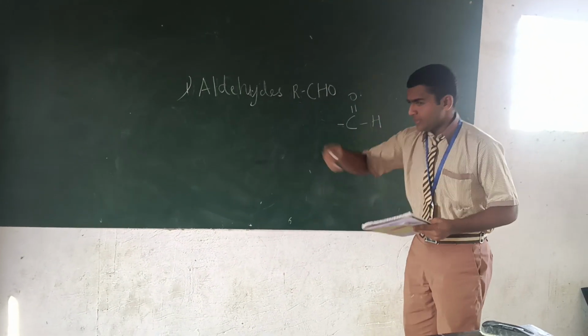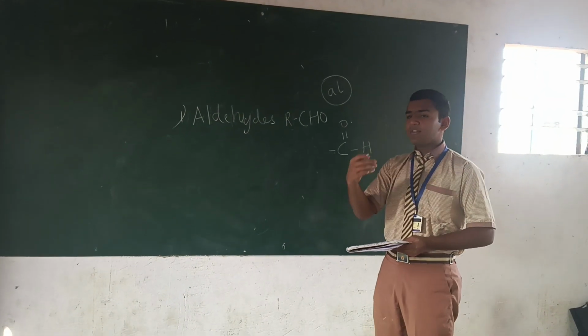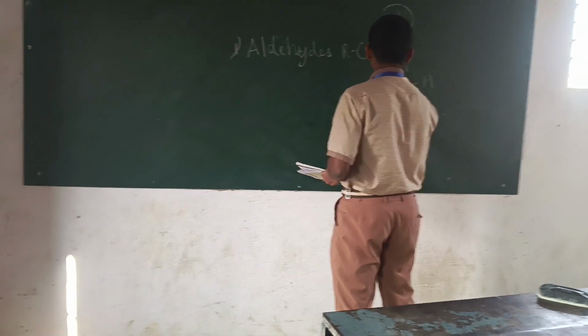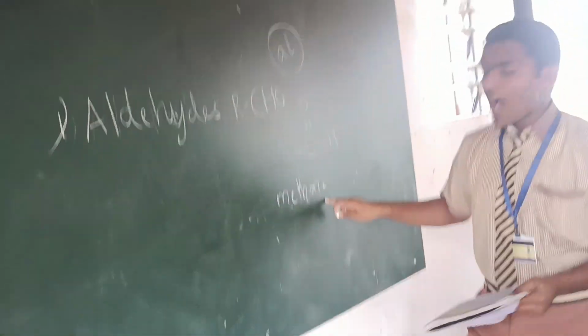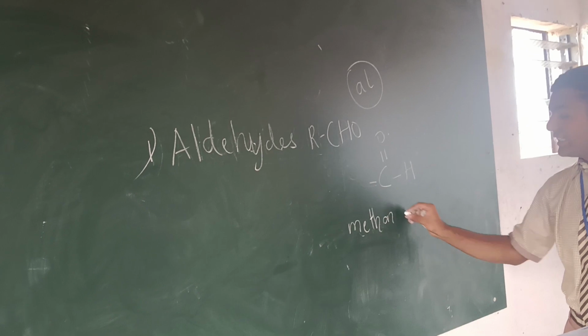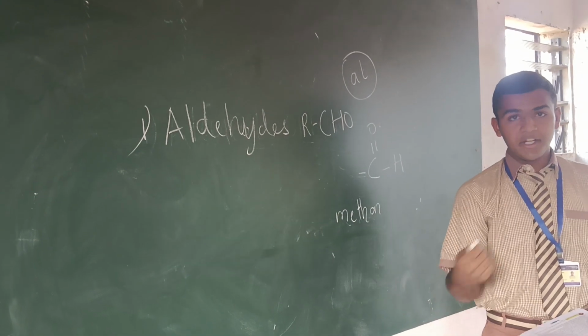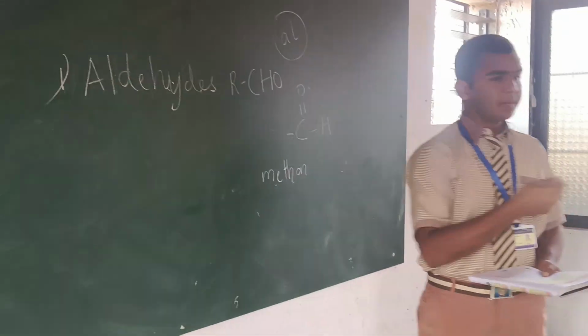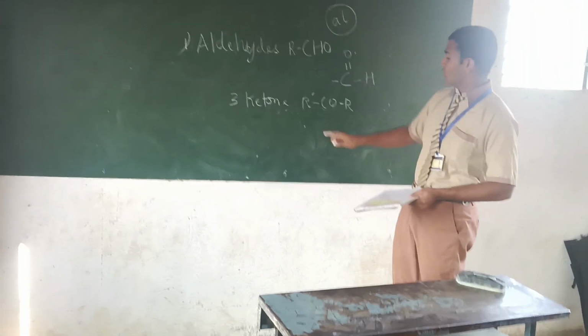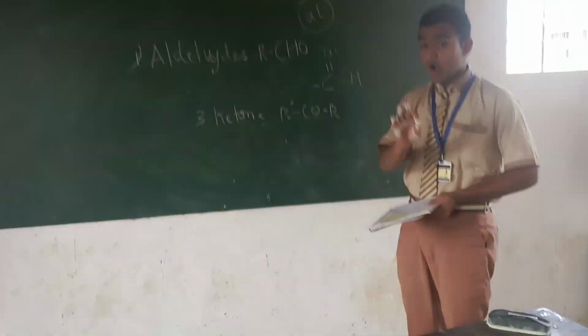So at the end, for example, we take methane. After adding this, what we simply need to do is remove this E and add AL. It would be methanal. And similar to that, ethanal, propanal, butanal, pentanal. As you see, there is only one oxygen atom here.